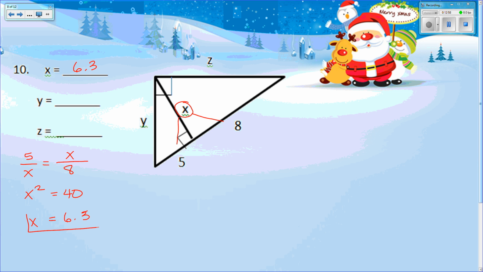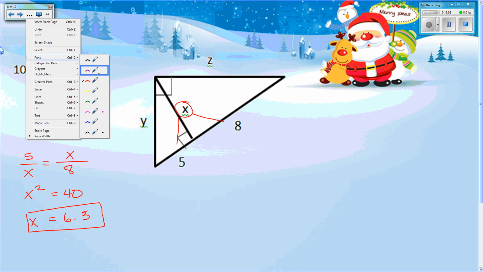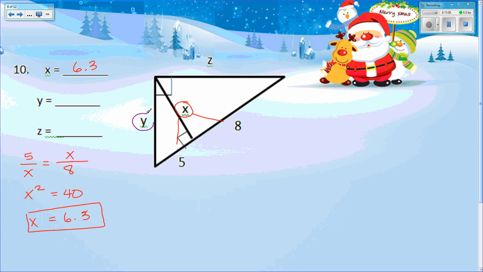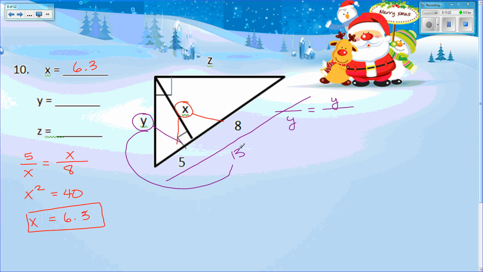In class, we'll practice a little bit more of doing the simplifying, okay? But for notes, we're going to keep it simple. Now, if I want to find the y, if y is my geometric mean, I need the whole side. So the whole side is 13. So remember the y pairs with the 5 and hooks around to pair with the 13. So you've got a 5 and a 13. So cross multiply, y squared equals 65. Take the square root of both sides. Y is 8.1.